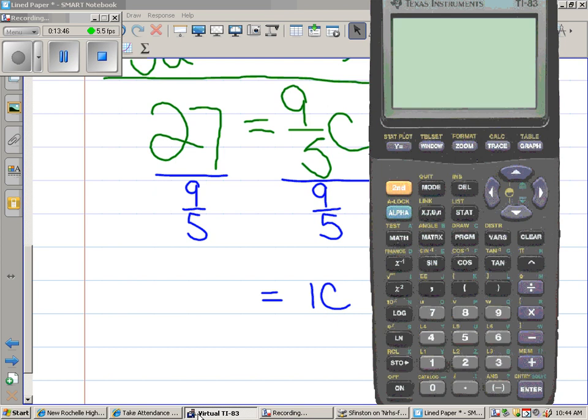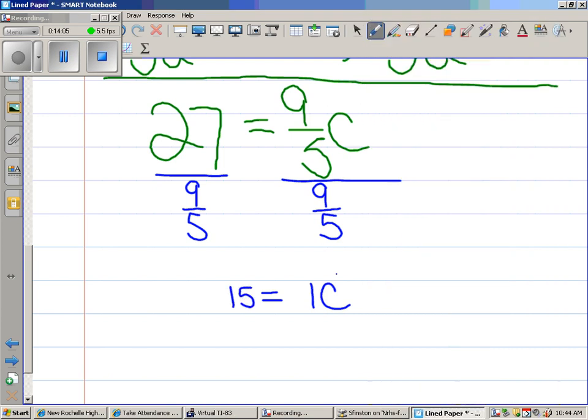Let's see. How do you enter that into the calculator? Do 27 divided by, we got to rubber band it up. There you go, it's 15. So 1C is equal to 15.